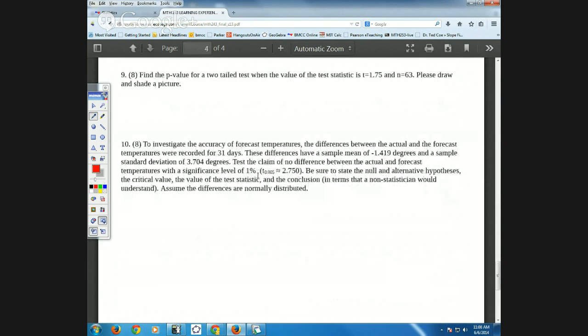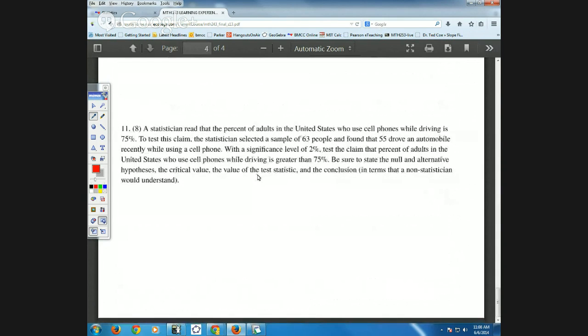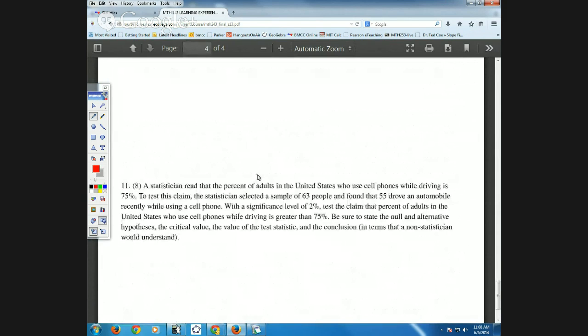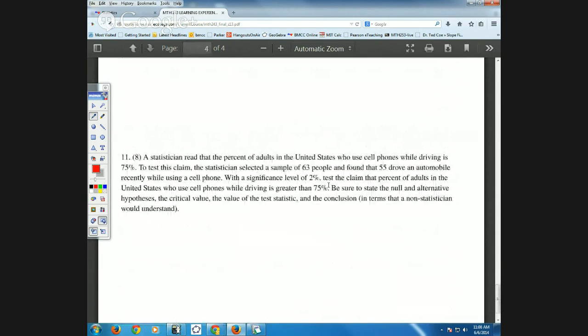Okay, let's see, we got 10, we got 11. Let's do 11. A statistician read that the percent of adults in the United States who use cell phones while driving is 75%. To test this claim, the statistician selected 63 people and found that 55 of them drove an automobile while using a cell phone. We're assuming the statistician made a random sample of some sort. Okay, that's important.